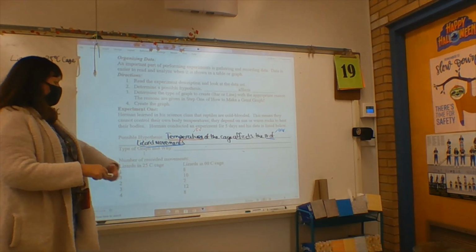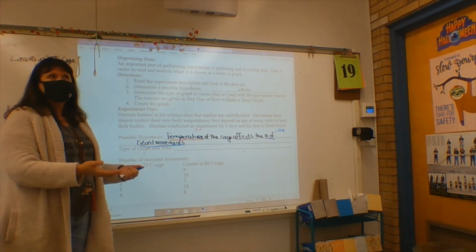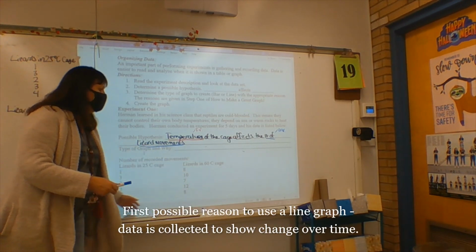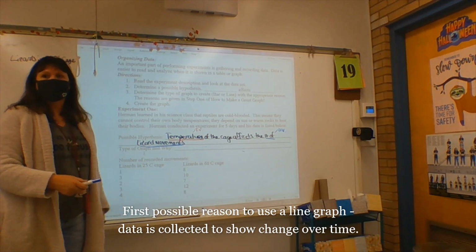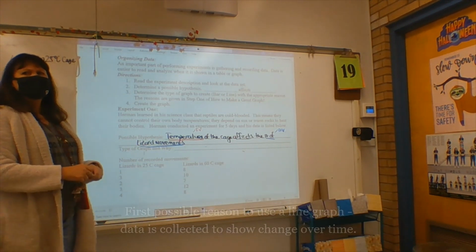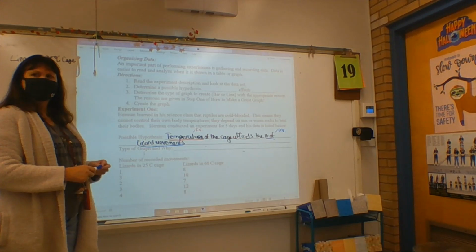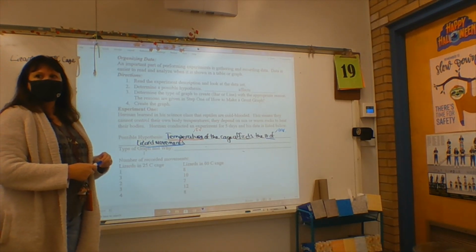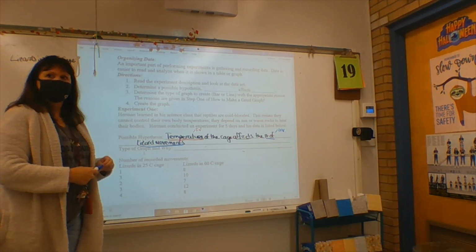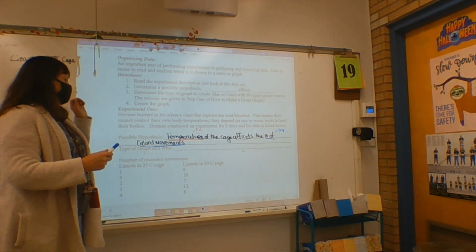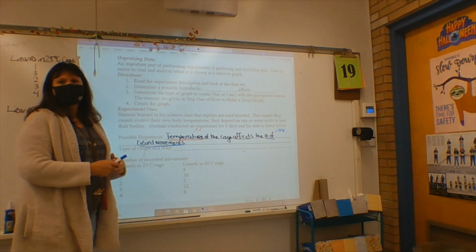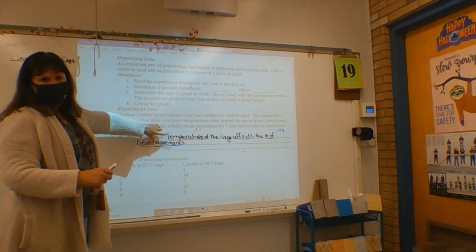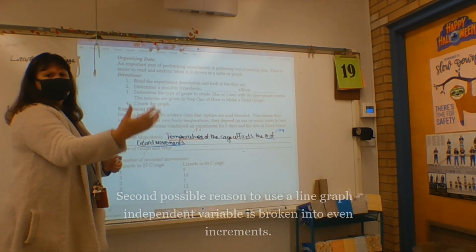So the first reason we would make a line graph is we recorded our data over time. So when we look at our data table, we would have a time factor involved. So Ms. O'Leary, do we have a time factor involved? We don't. I see that he's doing it over 5 days, but I'm not measuring the change over the number of days. So no, we're not doing change over time. Perfect. So when we look at our data set, in order to do a line graph, our independent variable, which is the temperature, would have to go in even increments.